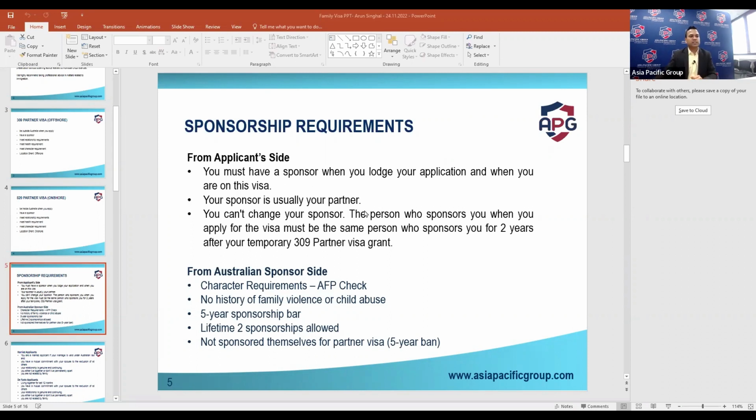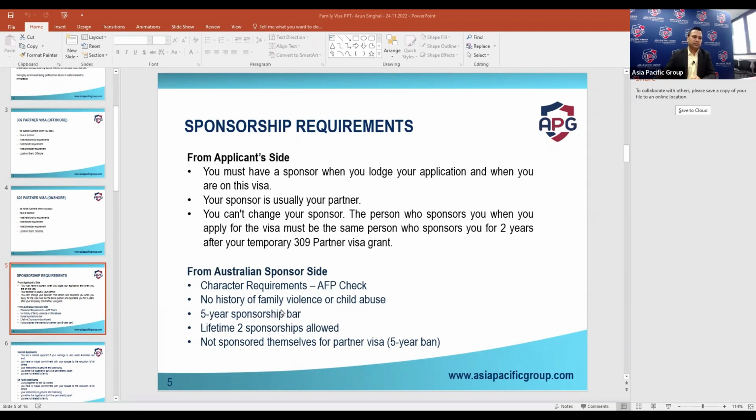You can't change the sponsor. Once we lodge the visa, whoever sponsors you, the Australian sponsor must be the same at the time of visa grant, and also for the second stage visa, which is the permanent residency visa. From the Australian sponsor side, we would need to check character requirements, which is done by an AFP check. There shouldn't be any history of family violence or child abuse. If there is, then it's very hard to get a partner visa.